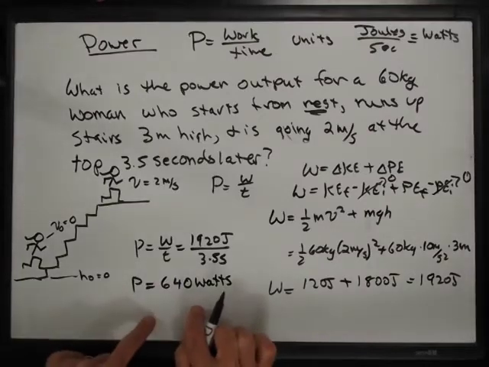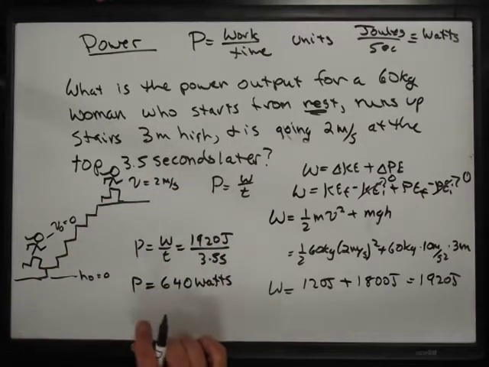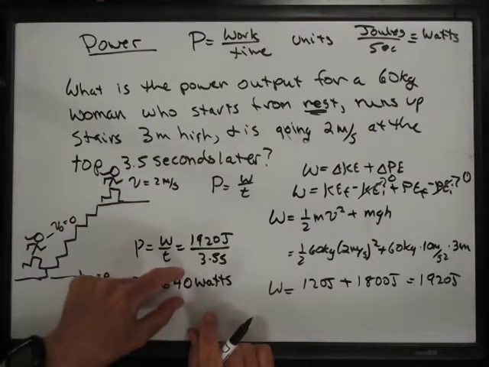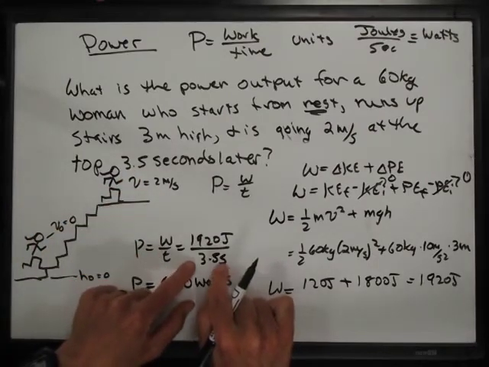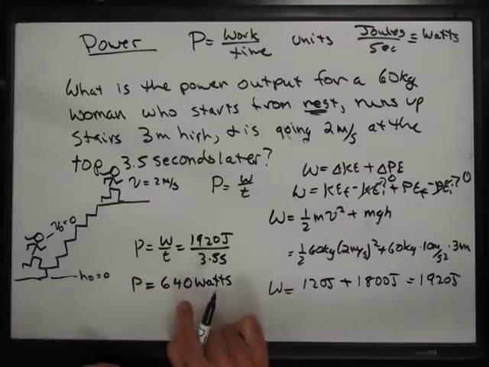So that's the rate she was using that much energy. That was the rate she was using energy to do that activity in the time allowed. If it took half as much time, this number would be twice as big, right? If she could have done that in 1.75 seconds, this would be 1,280 watts, and so on.